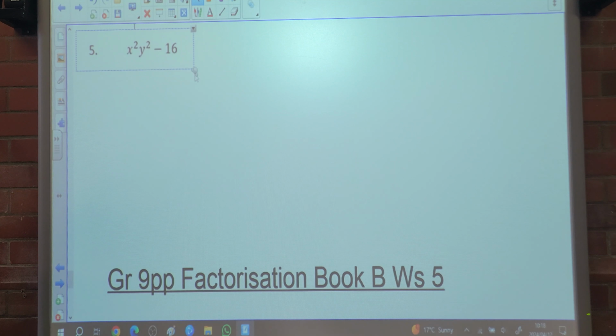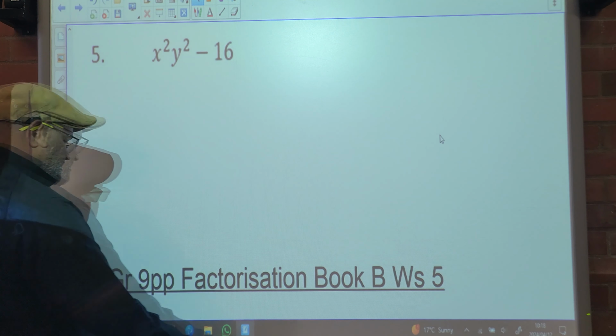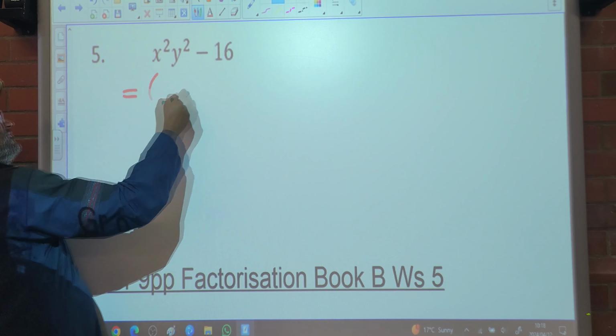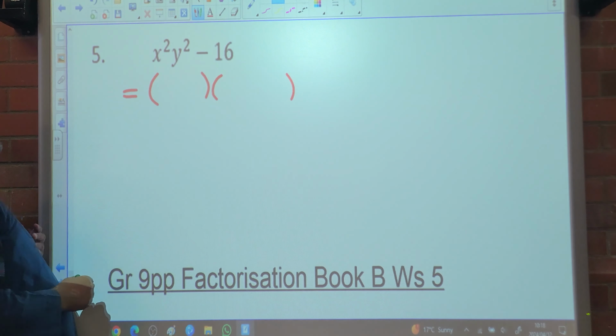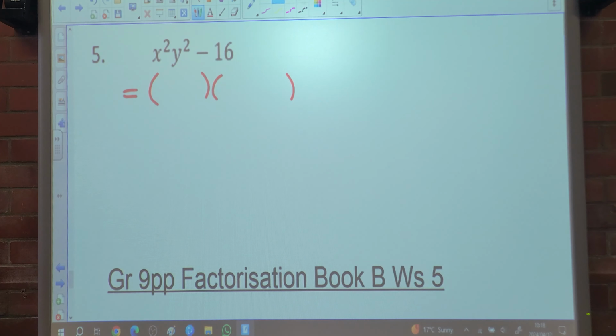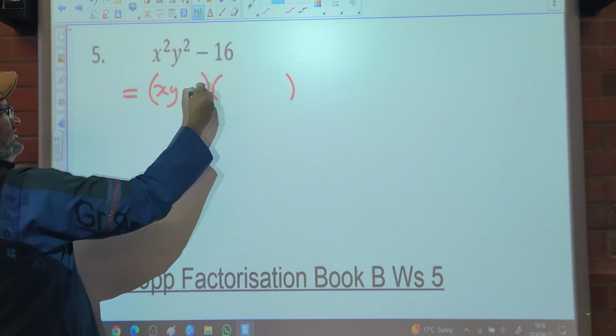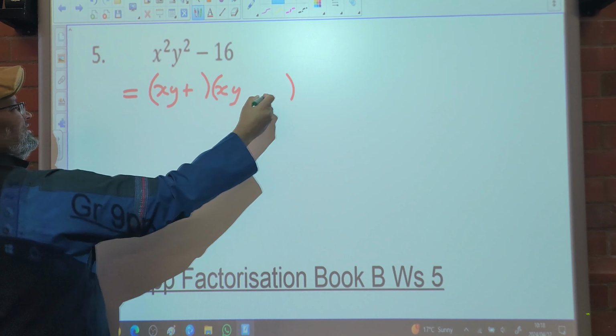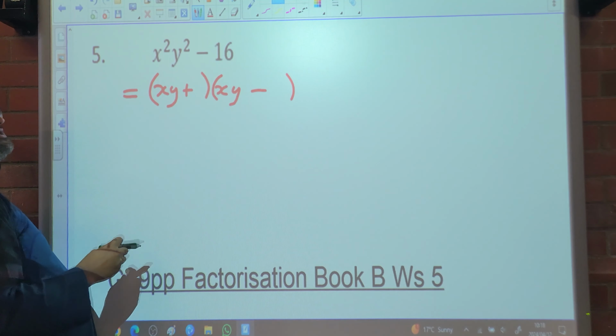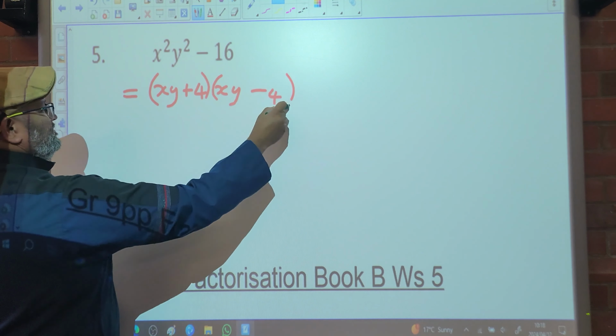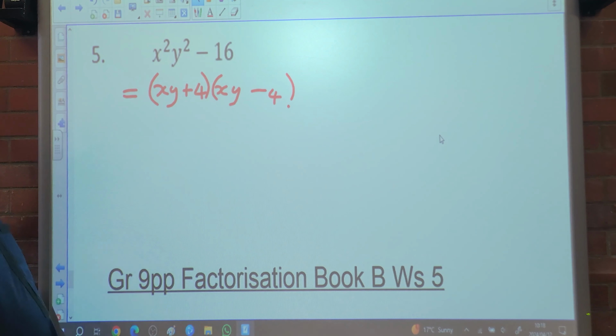Number 5. x squared y squared minus 16. Both terms are perfect squares. There's a negative between them. Not so? It is two terms. What's the square root of x squared y squared? xy. So there goes xy, xy. One plus the other, minus. What's the square root of 16? 4. Okay.